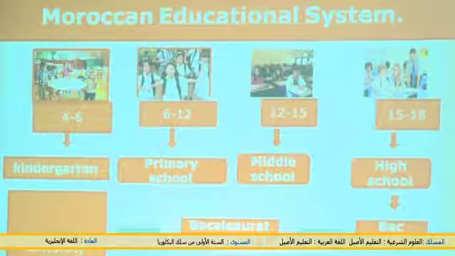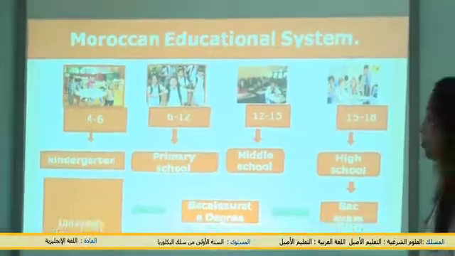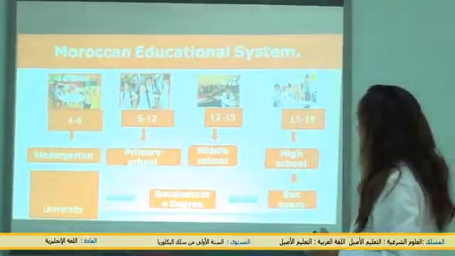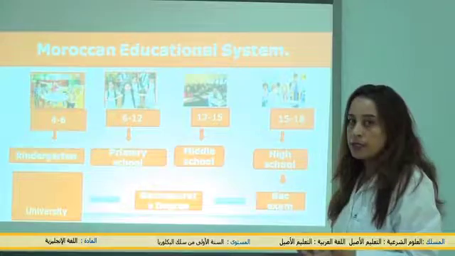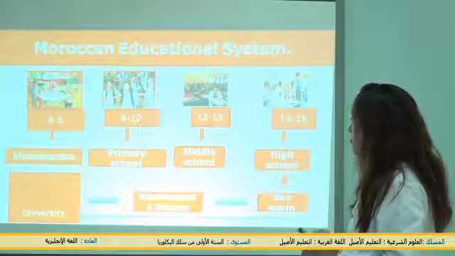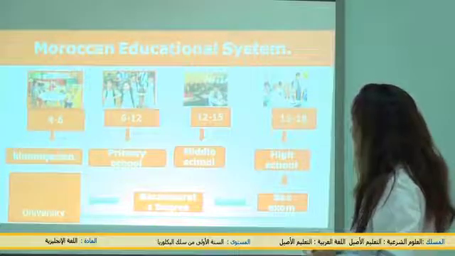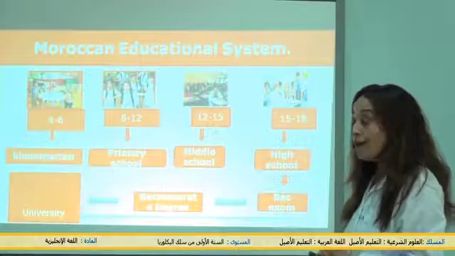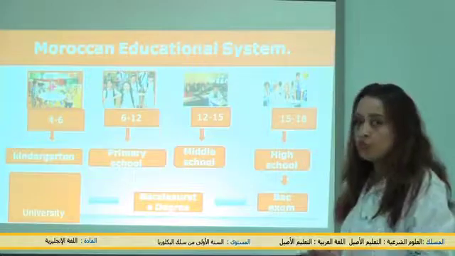Well, they spend 6 years of studies, and then they can move on to the third stage, which is the middle school. In the middle school, students spend 3 years and study different school subjects. After they take an exam and get good marks, they can, of course, move on to the next stage, which is called high school. In high school, students spend almost 3 years.